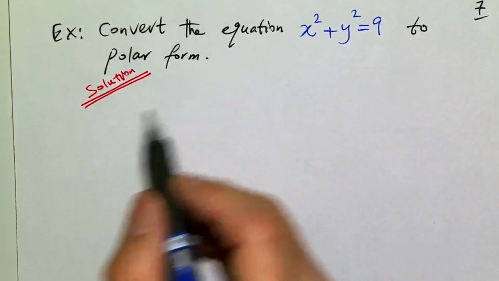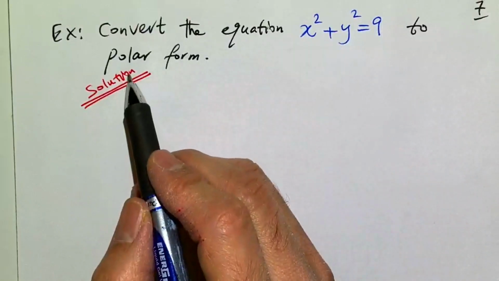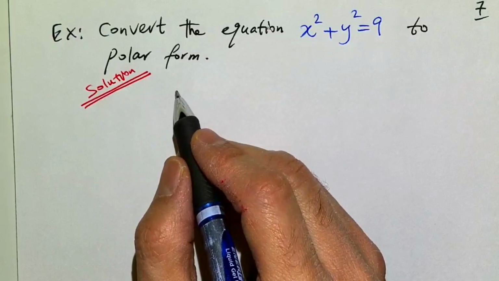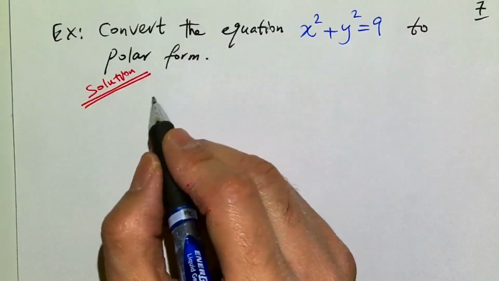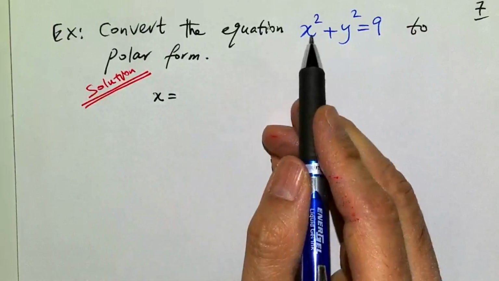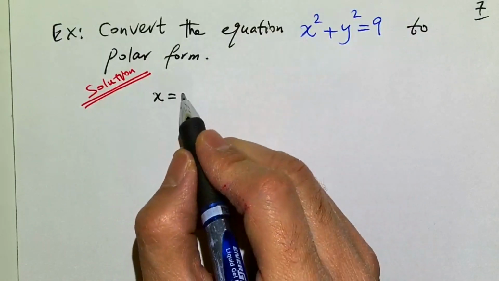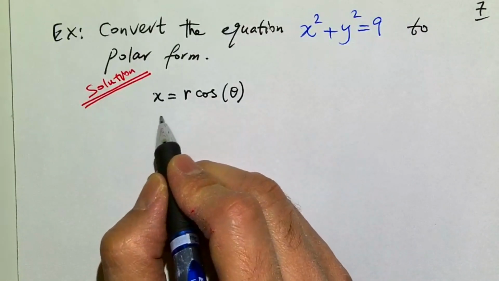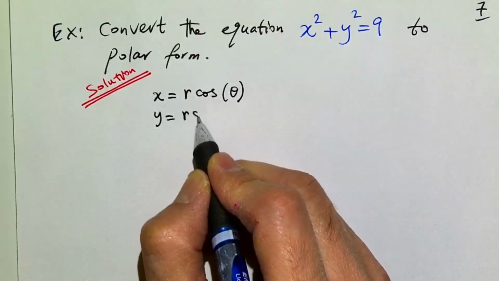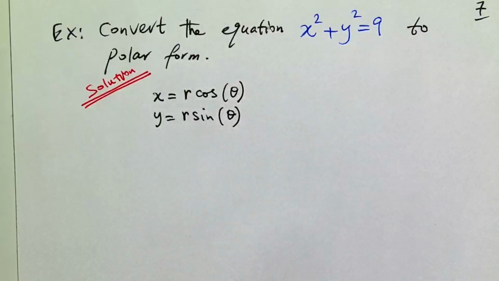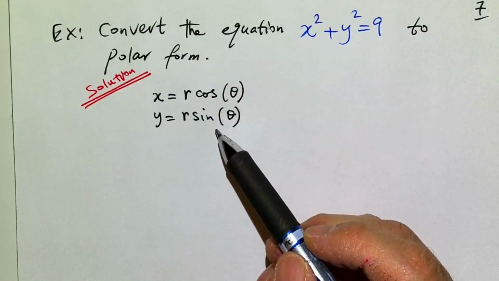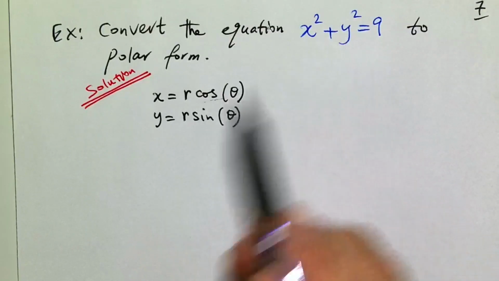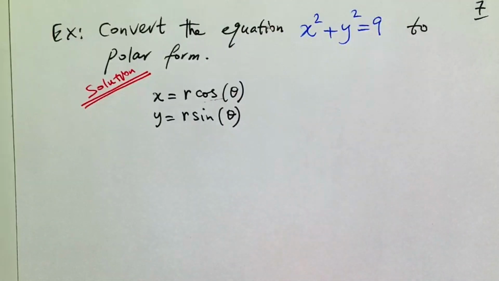Okay, so remember that when we go from rectangular to polar form, we have these formulas, right? Let me write it down. So x in the rectangular coordinate system is equivalent to r cosine of theta, and y is equivalent to r sine of theta, right? So why don't we then plug in for x its equivalent in polar form, and for y its equivalent in polar form. Let's do that.